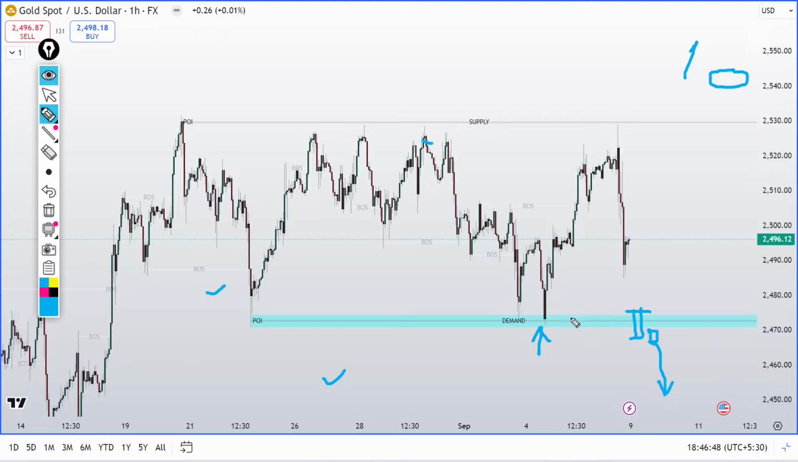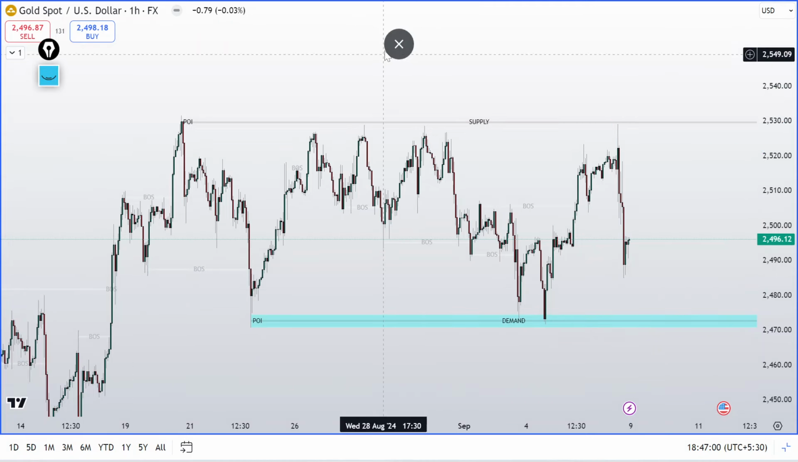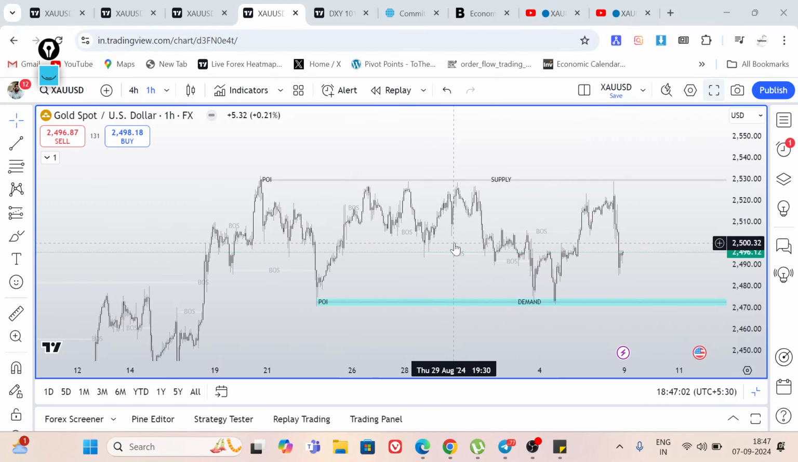But above this level it is better to look for buy opportunities, or if we need some more confirmation, then we wait for a breakout above 2530. So overall the structure is still bullish, or in consolidation, and it is still in the bulls' favor as long as this level is safe.